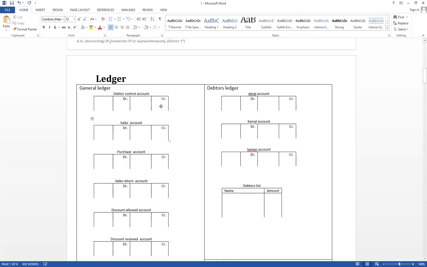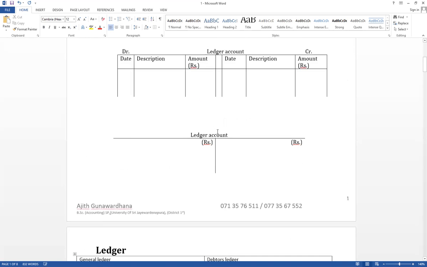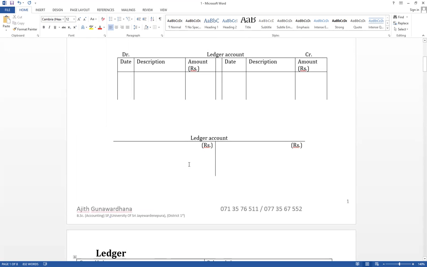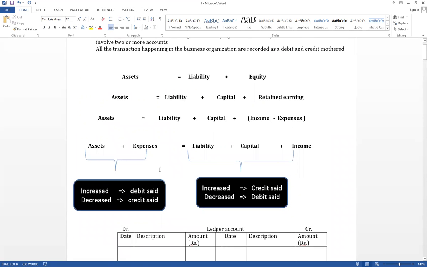Therefore, all the transactions and events happening in the business organization should be recorded in the ledger account by using the double entry system, debit and credit methods. Some information should be recorded on the debit side, some on the credit side. Therefore, you have to know what kind of information should be recorded on the debit side and what kind on the credit side. This is the theory.